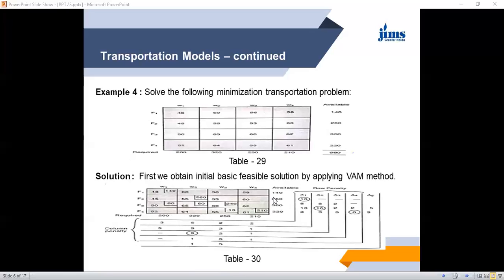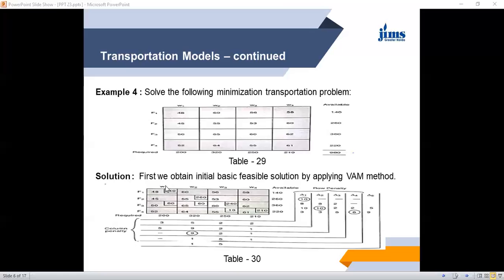maximum allocation here. So this maximum will be the minimum of these two, supply or demand. The supply is 260, demand is 320. So we cannot supply more than 260 here, so we supply 260. Now this capacity is exhausted, so this capacity will reduce to 0. So F2 can no longer supply to any other warehouses. So this row is deleted.